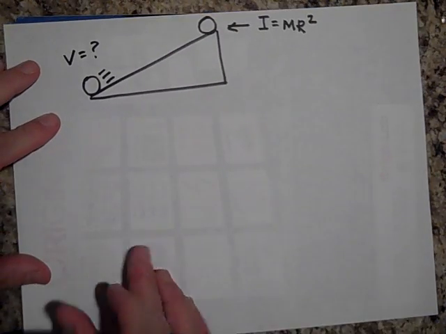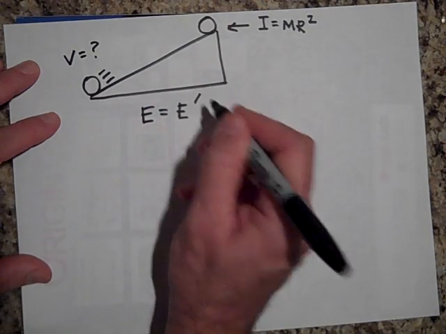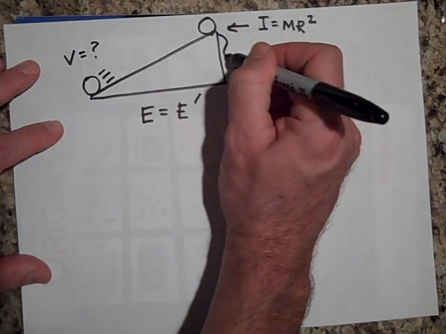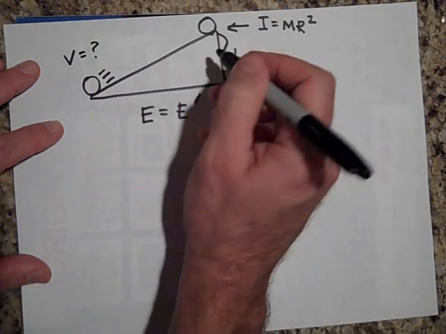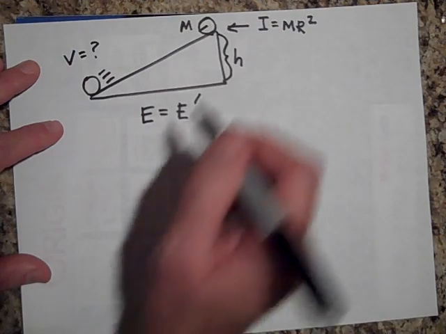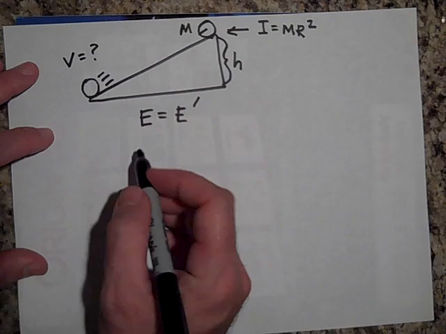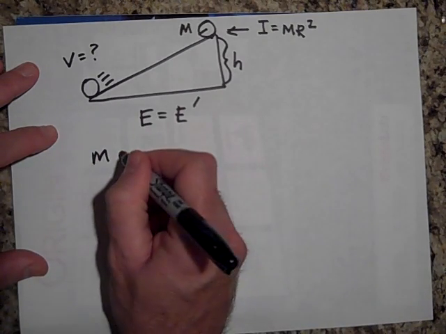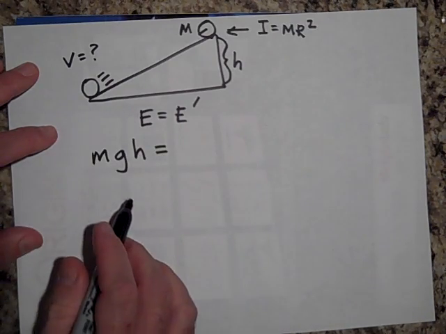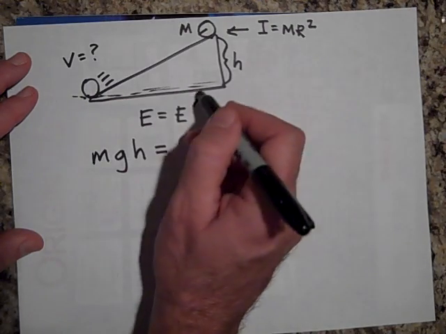All right, well, that's going to be E equals E prime. And E at the top, let's say it starts out at a height h, and the radius of this is r, and it's got a mass m. At the beginning, it just has potential energy, so mgh. At the bottom, we'll say it has no potential energy. This will be our potential energy equals 0 line down here at the very bottom.